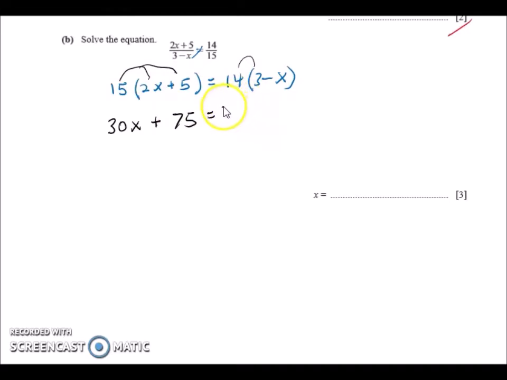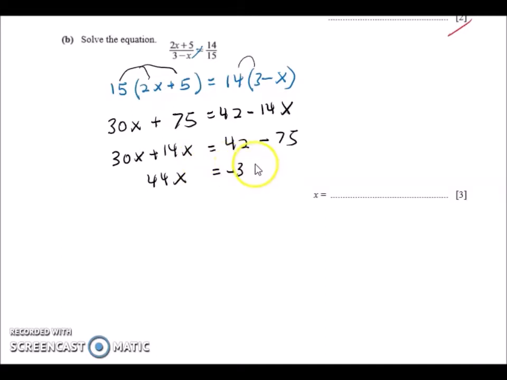Here we'll be getting 42 minus 14x. Then we gather all the x terms on one side, so 30x, and this minus 14x will move over and become a positive 14x. 42 minus 75. I think this is kind of an easy question. So it's 44x, and 42 minus 75 gives negative 33. x equals negative 33 divided by 44, so you'll be getting the answer negative 0.75. These are 3 marks.